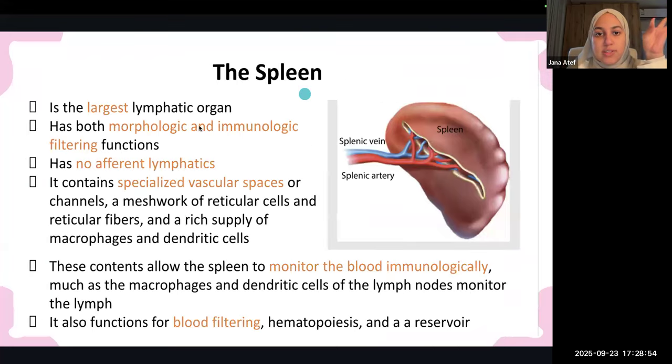Okay, we're done with everything. We have the last part, which is the spleen. So bear with me, guys. Just one last push.